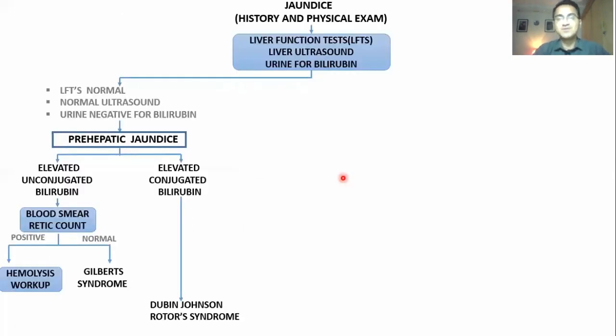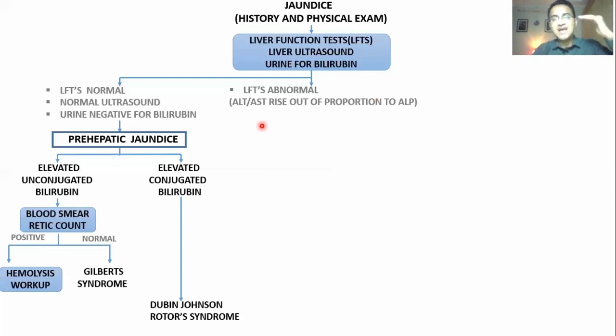Coming towards second case in which LFTs are abnormal. If LFTs are abnormal, it means something is wrong with the liver. ALT and AST rise is out of proportion to ALP. It means that all of them are elevated, but ALT and AST are elevated much higher. They are much more elevated as compared to ALP rise. Raised conjugated bilirubin. Normal ultrasound. If ultrasound is normal, it means that the post-hepatic duct system is normal. Post-hepatic causes are excluded if ultrasound is normal.